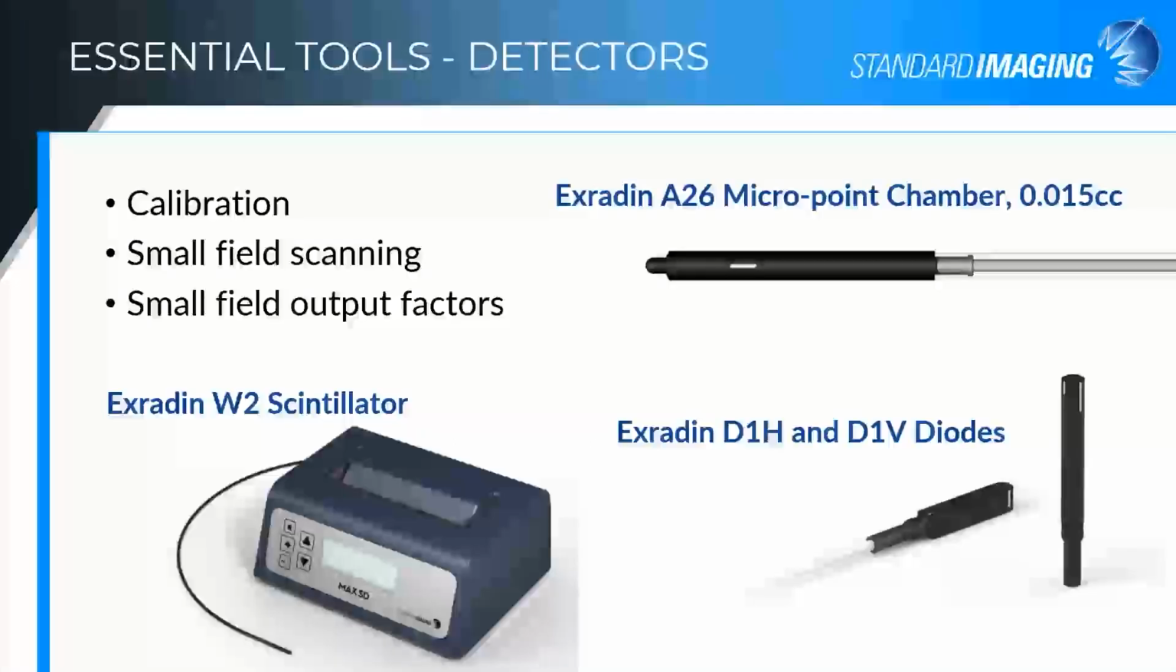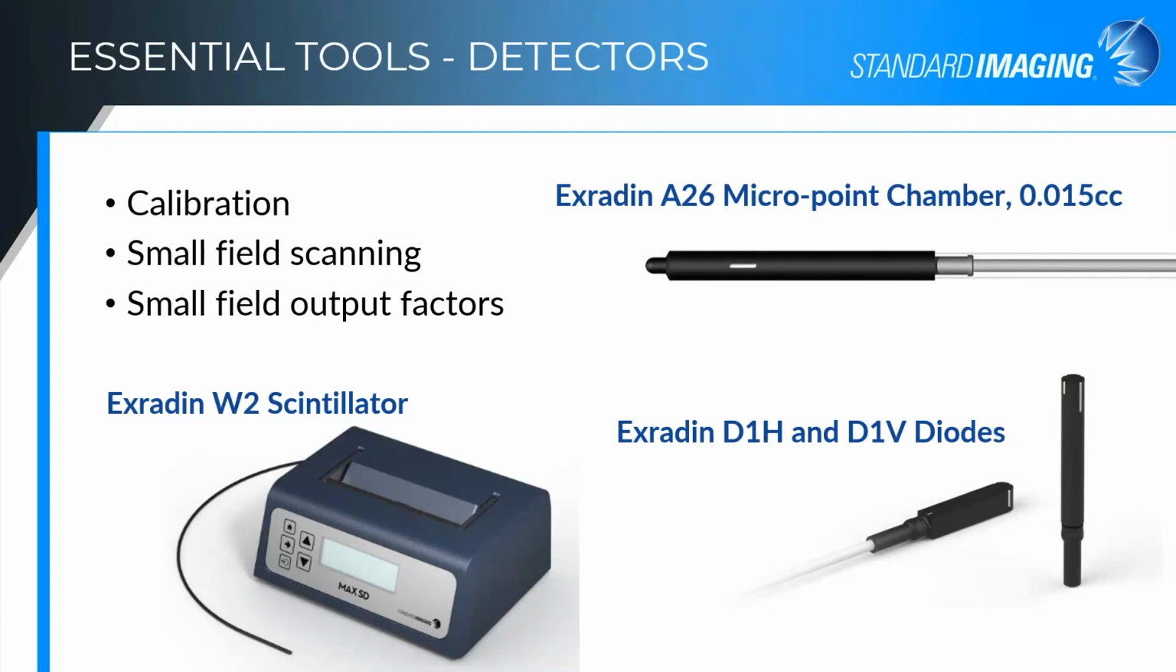So if we start with those detectors, when you're choosing detectors for small field calibrations, you really should keep in mind that all detectors have both strengths and limitations. So in my opinion, it really is best to have some complementary tools. So something like our A26 micropoint chamber gets you an ionization chamber, so you can have NIST traceability for dose outputs for these very small fields with a reference class chamber that is very small.